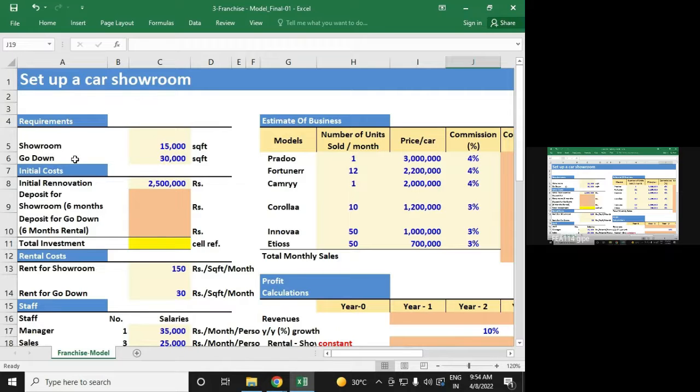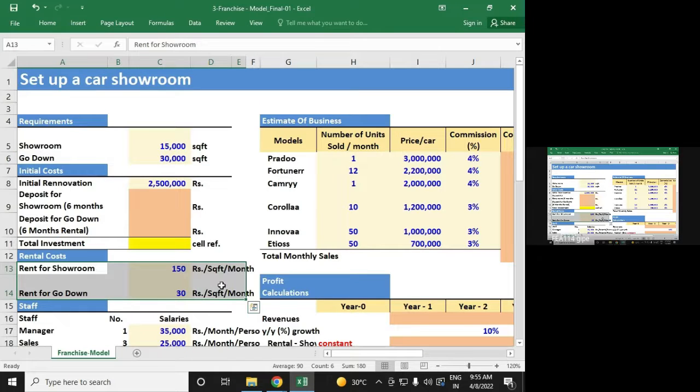In that you will need showroom space of 15,000. When you are setting up a car sales showroom, first thing you need is showroom and godown space. The showroom space required is 15,000 square feet. Godown space needed is 30,000. Now you're not going to buy these premises, you will lease them. So lease rental details are given below.